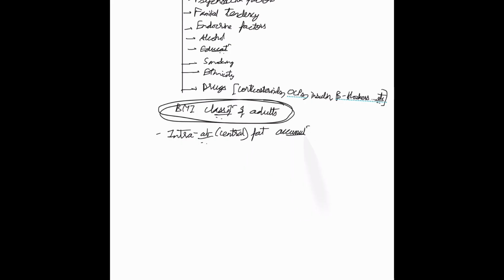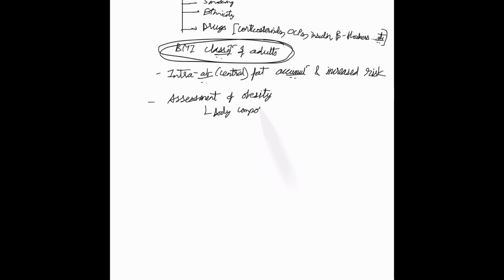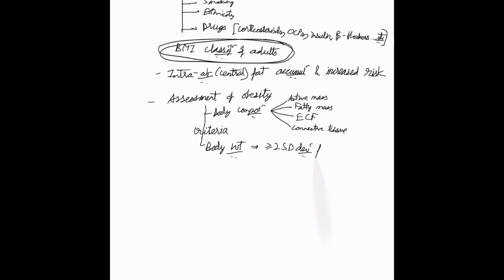And then we also should know the BMI classification of adults. It's very important across many subjects. Then we examine the concept of intra-abdominal or central fat accumulation and the increased risk of obesity with the same. Then for the assessment of obesity, we have body composition factors including active mass, fatty mass, extracellular fluid content, and connective tissue. Then the various criteria to assess obesity.